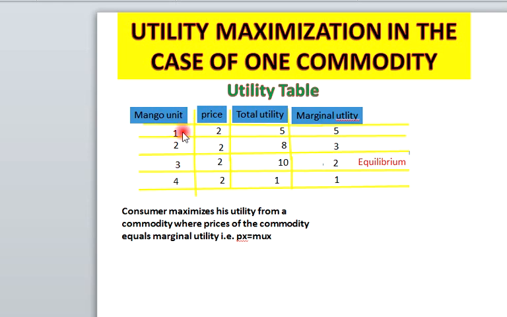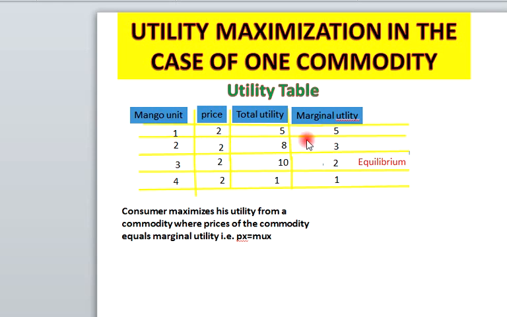Now, when the second unit is consumed, the price remains $2, and the total utility becomes 8 utils. The marginal utility falls to 3 utils. Cardinalists explain that when the price is less than the marginal utility, it is expected of the consumer to consume more until it reaches the equilibrium point.